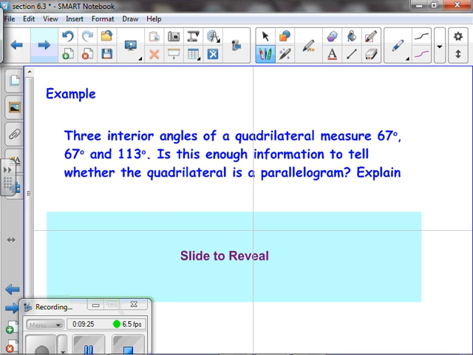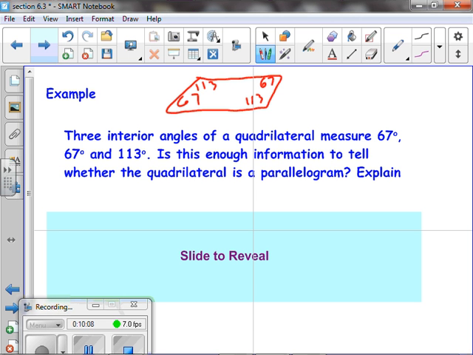And we will do this example together. Three interior angles of a quadrilateral measure 67, 67, and 113. Is this enough information to tell whether the quadrilateral is a parallelogram? Well, before I reveal the answer, let's actually look at two possibilities. One possibility is that 67 and 67 are like this, and then I have my 113 here. And because you know a quadrilateral has the sum of 360 degrees for its interior angles, that leaves 113 over here as well. And you do have a parallelogram because opposite angles are congruent.